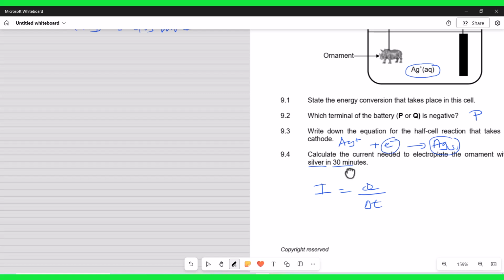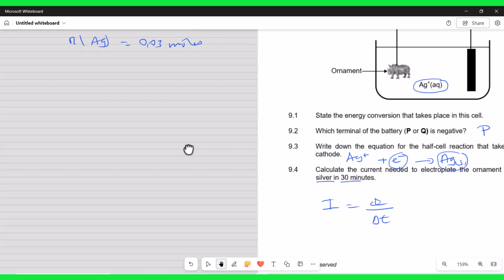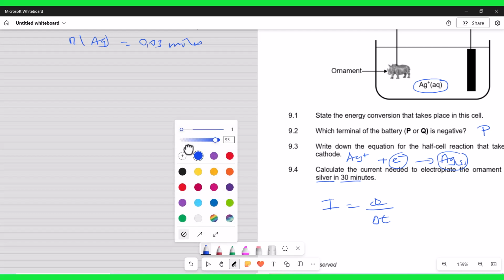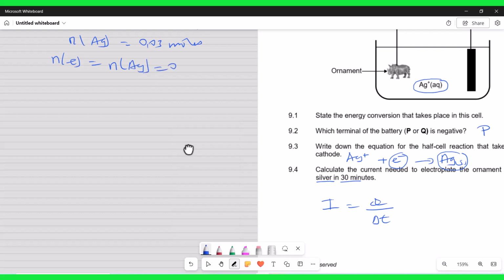So we are going to say that the number of moles of electrons is the same as that of silver, which is 0,03. Why? Because of the 1 to 1 mole ratio. Hope we are together.